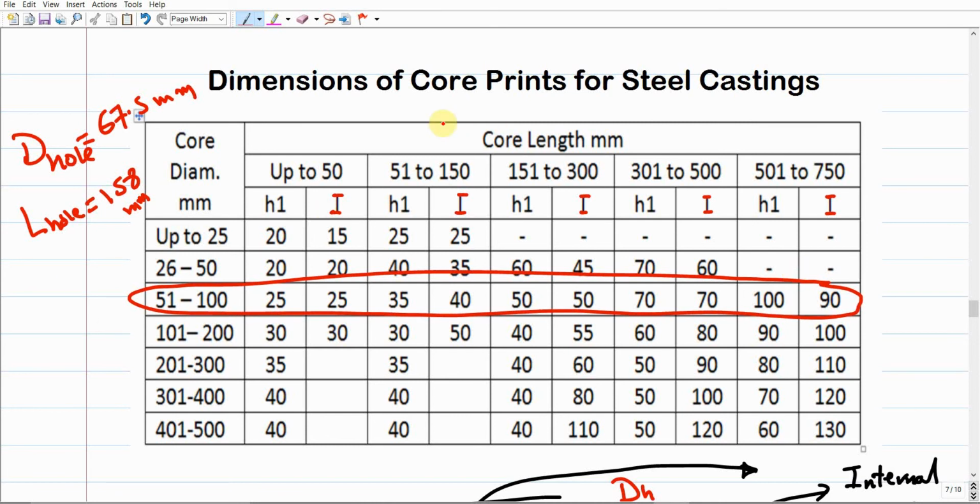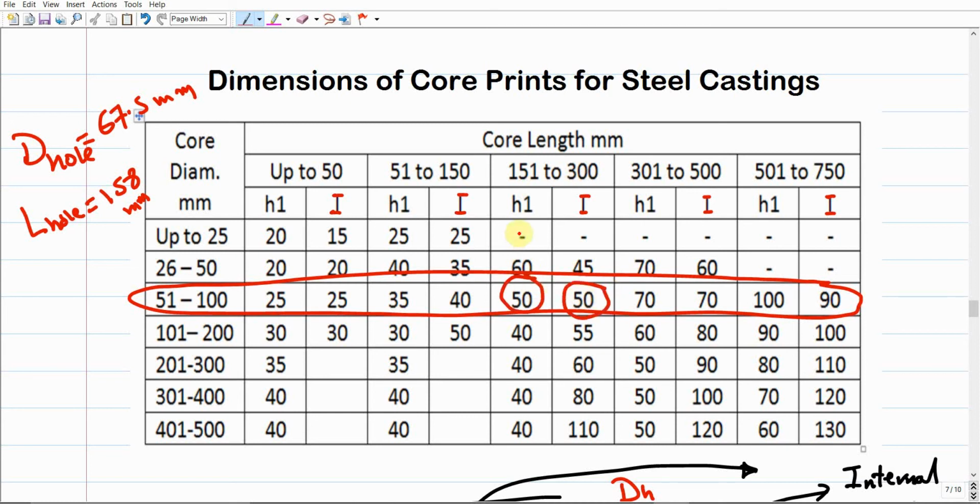Then you're gonna use the core length, which is 158. The core length right now is 158. Is it up to 50? No. Is it between 51 up to 150? No. Is it between 151 up to 300? Yes. So you're gonna have two numbers here.